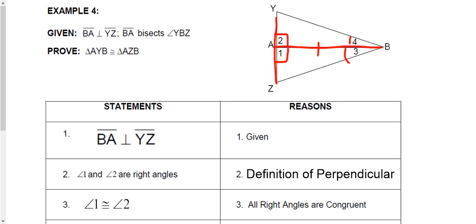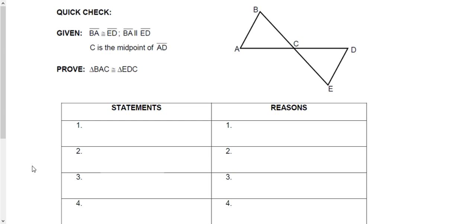All right, a couple more, and then we'll go ahead and practice them on your own. So we start with the given again. BA is congruent to ED, mark it in our picture. BA is right here. ED, so we have a side so far. Again, the reason for that is given. Then we go to the next given. I'm going to save the parallel for last. I'll go to C is the midpoint of AD.